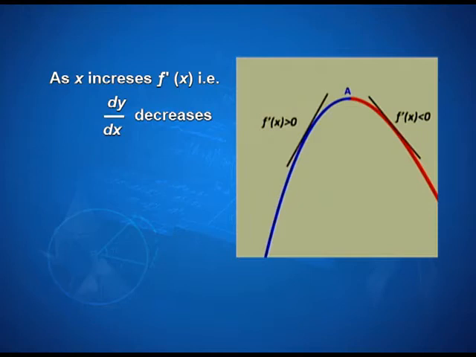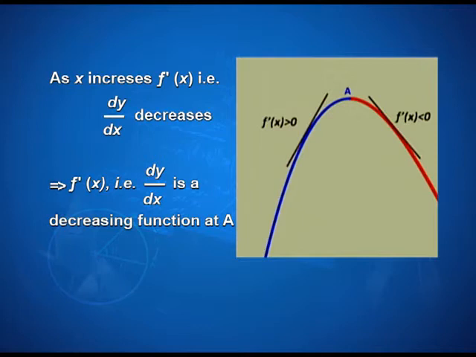From positive it is changing to negative, which also means that f dash x, that is the derivative of y, is a decreasing function at a. In other words, it's the same as saying that the second order derivative must be less than 0 at a. That was the condition for a function to be decreasing at a particular point.